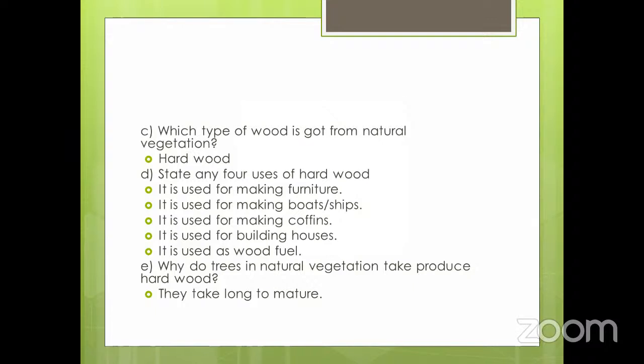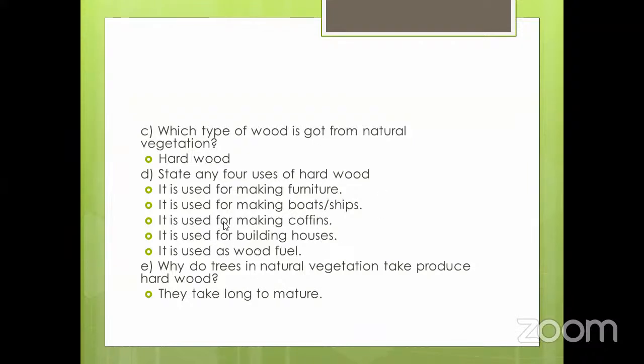Okay, the type of natural vegetation that provides timber for ship building is called mangrove. They will always ask you that question, how is mangrove forest useful? And there you simply say it provides waterproof hardwood for boat or ship making. And why they choose that wood, it is because it is waterproof, meaning that water does not penetrate it.